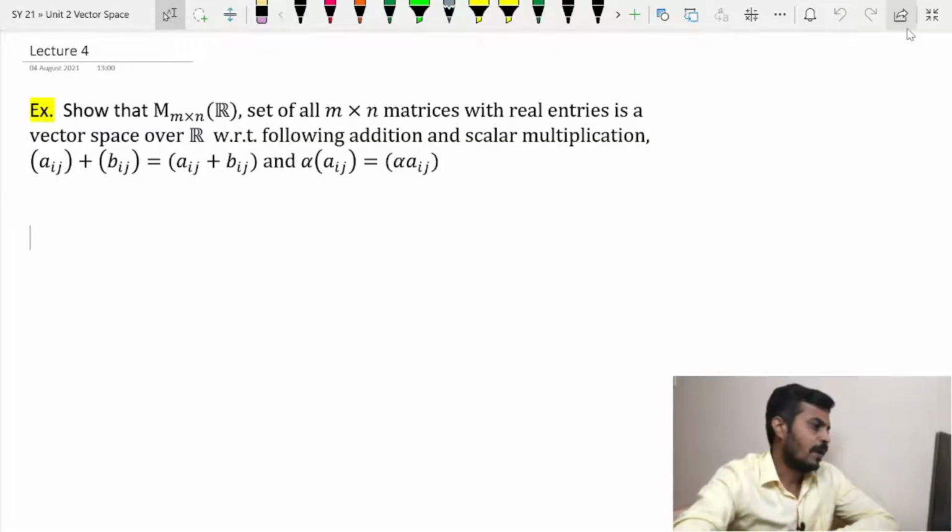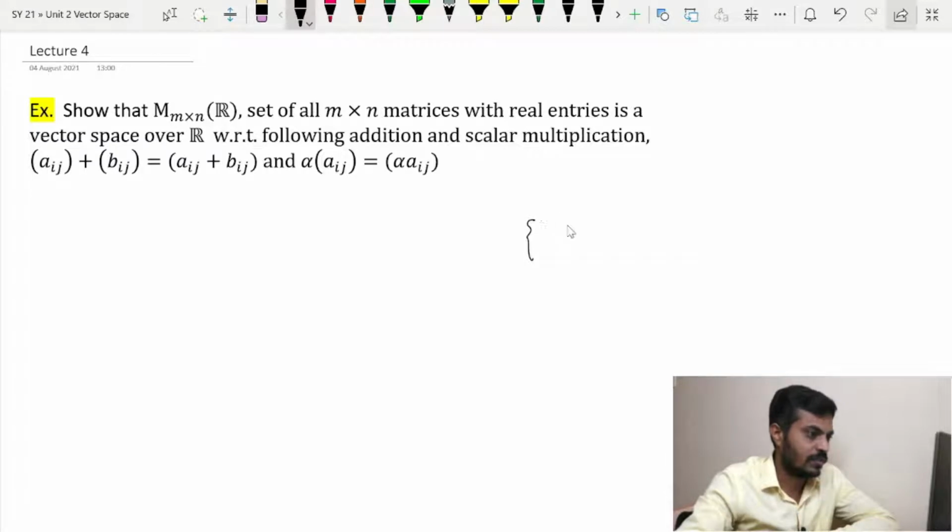So in today's class, we are going to show that the set of m by n matrices is a vector space over R. So what does it mean? Let us begin. What do you mean by the set of 2 by 2 matrices? It will be the set of the form A, B, C, D such that A, B, C, D belong to R.